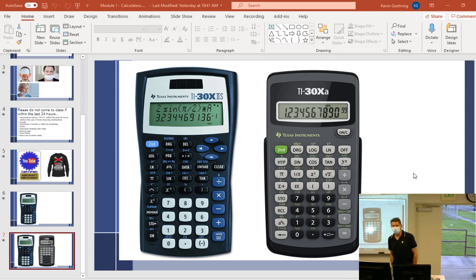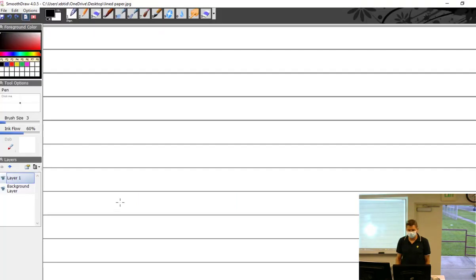Yesterday we talked about fractions, and we're going to do math all week. That means today we are going to talk about decimals. We'll start with decimals.